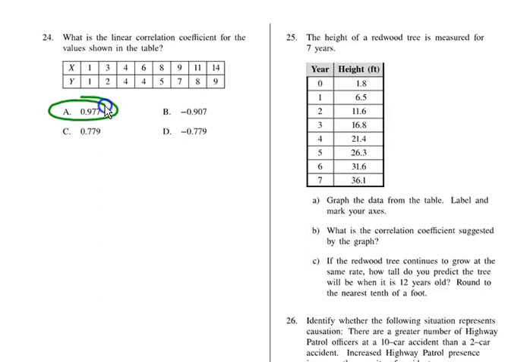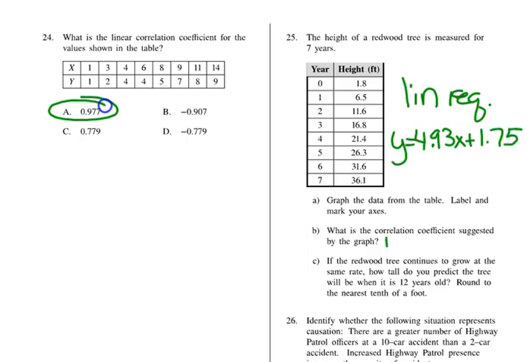For number 25, I didn't actually make the graph. All I did was a linear regression, and I got my equation for that. So my equation was y equals 4.93x plus 1.75. The R value was 0.999. So that's actually a pretty good R value. It means it's almost a straight line. And then for part C, I put in the 12 years for X. So 4.93 times 12 plus 1.75. They wanted it rounded to the nearest tenth, 60.9 feet.